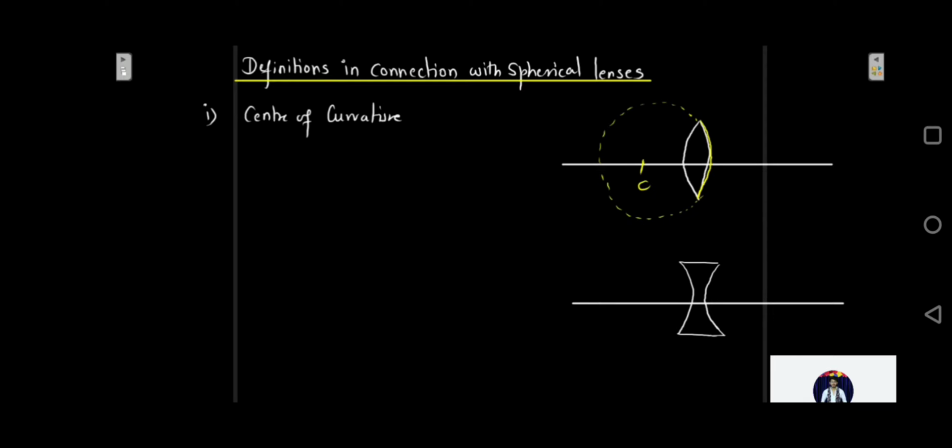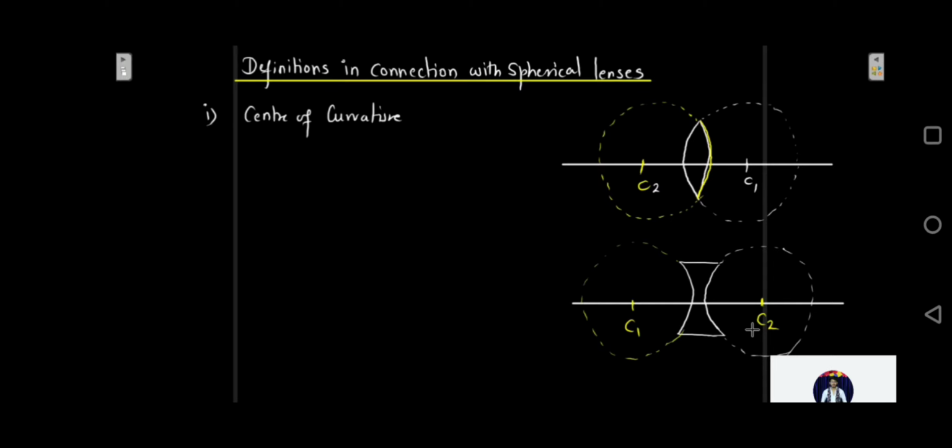Similarly this side, it is going to be another sphere, something like this. That surface is going to be part of another sphere. So this one's center is going to be the second center of curvature. So this is the first center of curvature, this is the second center of curvature. In this case also, this is going to be one sphere like this, and this is going to be another sphere. So this is your first center of curvature, and this is your second center of curvature in case of a biconcave lens.